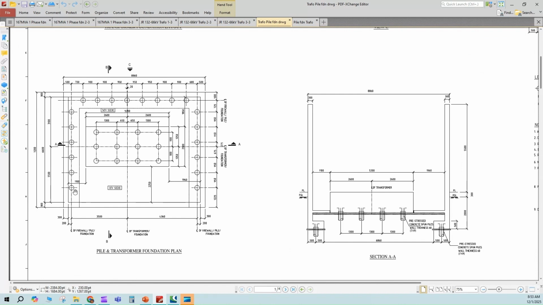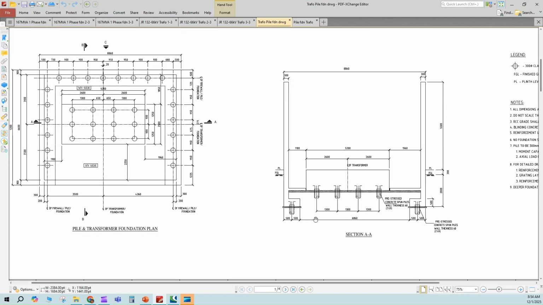piles. You can see the circular elements, which are piles running along the length of the firewall around the transformer bund, except the front side, which is for the transformer movement. And this is a main block, which is also supported on piles. You can see the sectional view. This is a firewall having a series of piles, and this is a main block having pile foundations.